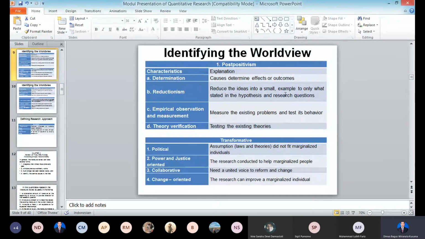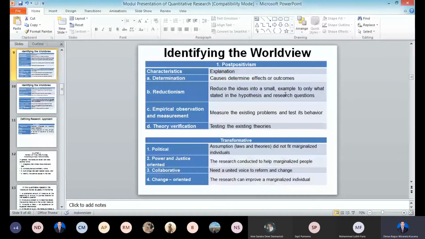So if you conduct all these four characteristics, you are considered post-positivism. So your worldview is post-positivism. Your research is based on observation in the field, but you simplify that into several indicators only. And you conduct some tests using quantitative methods, mathematical and statistical approaches, to confirm your theories. This is the first view.